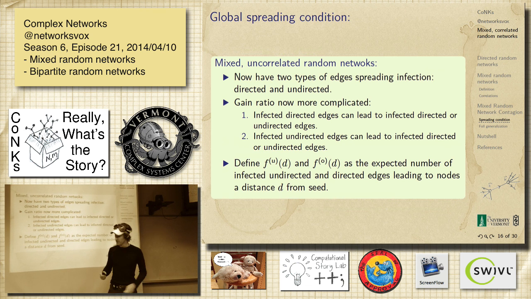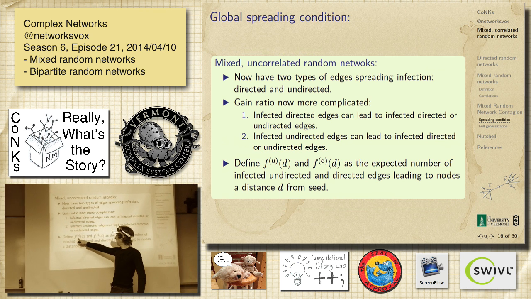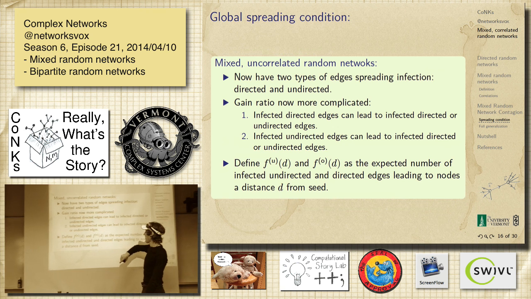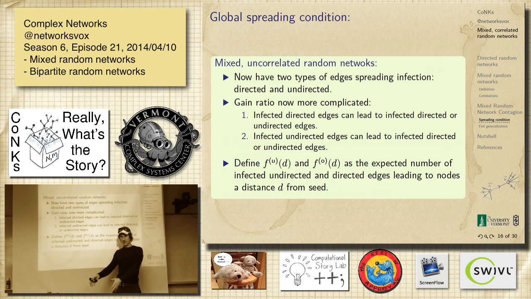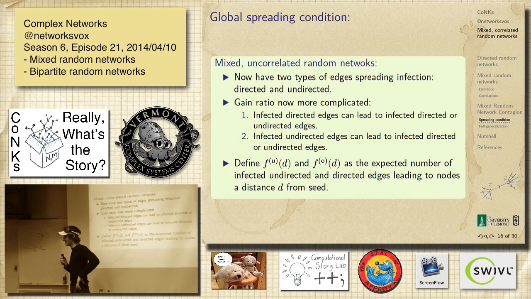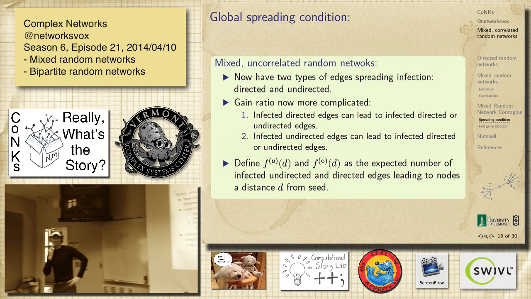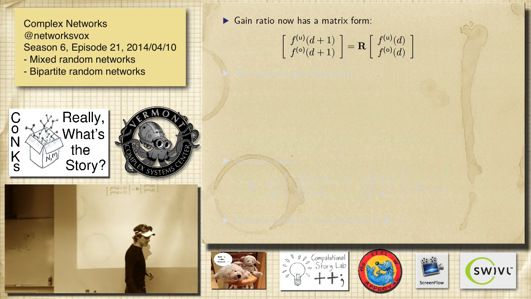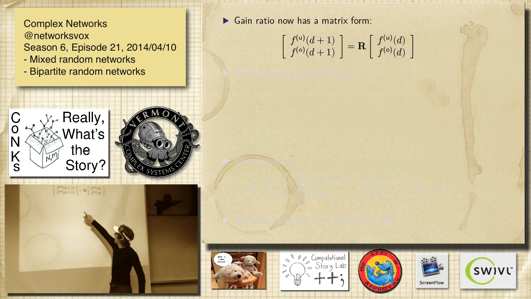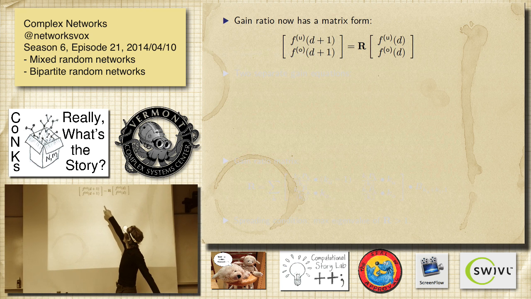So we'll separate into two pieces. We'll talk about the fraction of undirected edges, and the fraction of edges that are directed, that are infected at a distance d. Super exciting? No? Okay, it's very nice. Okay, so it's going to look something like this. The fraction at distance d plus 1 for these two guys depends on what we had at distance d. And now we have to have a little 2x2 matrix.